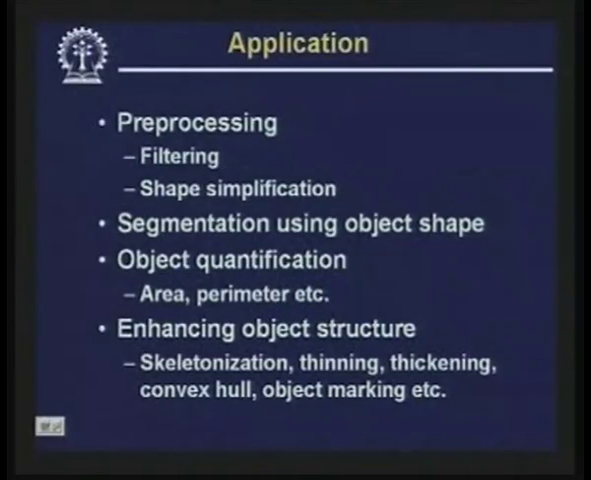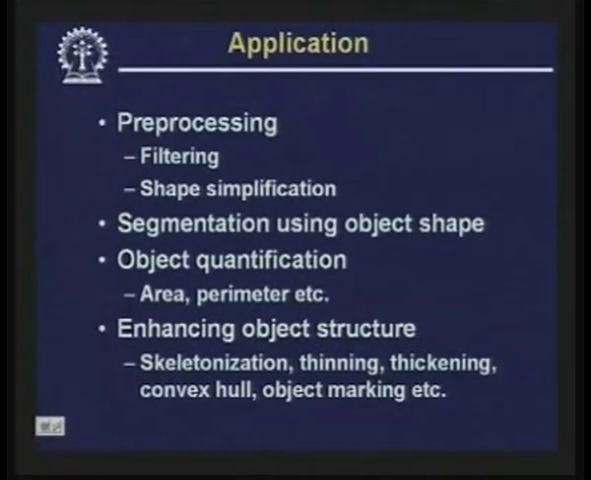Morphological techniques can also be used for image quantification. By quantification, what I mean is we can find out the area of the object region, the perimeter of the object region, the boundary of the object region, and many such related attributes of the object regions. This is what I mean by object quantification, and later on we will see that morphological operations or morphological transformations help us to a great extent for quantification of objects.